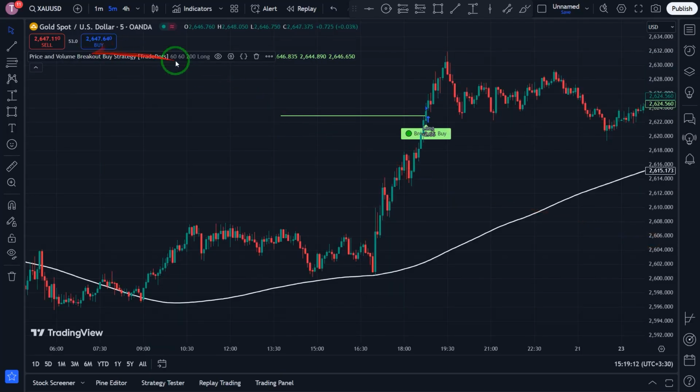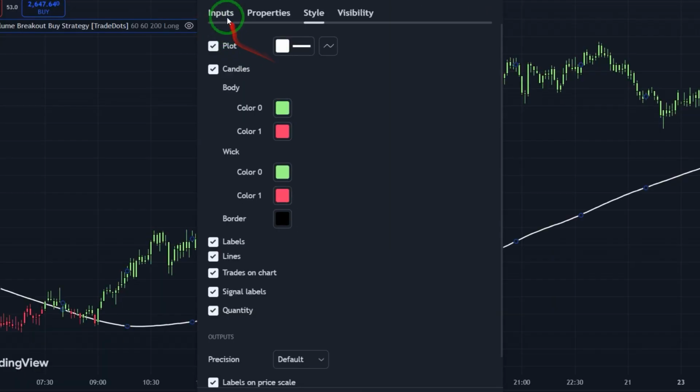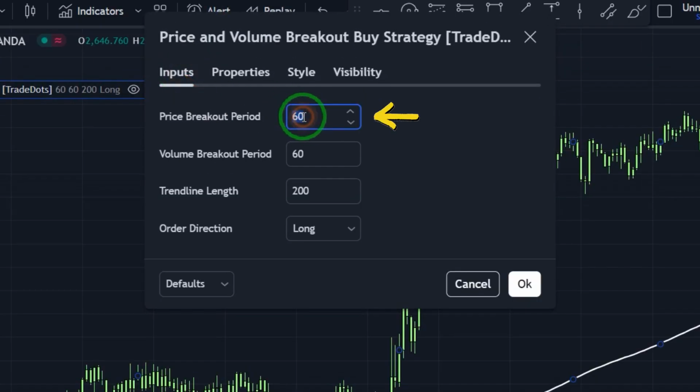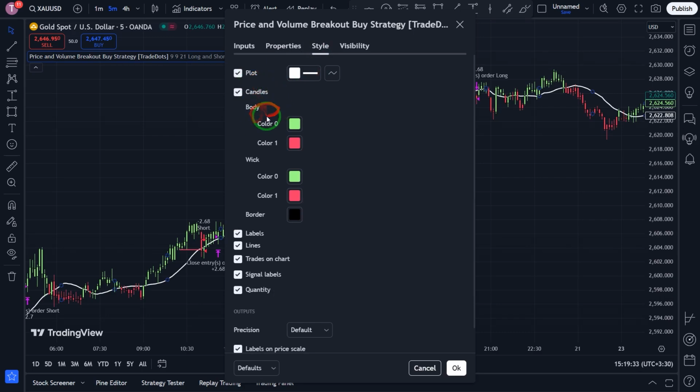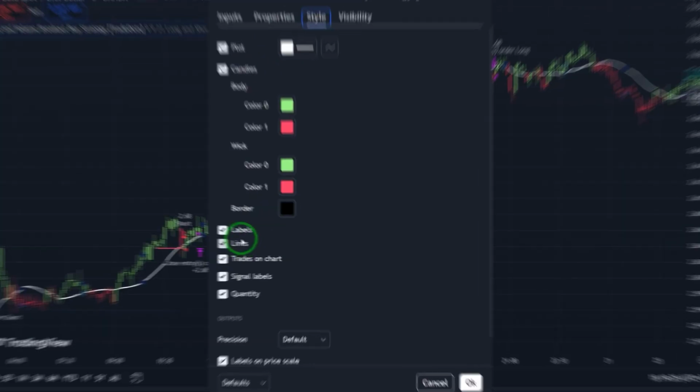Now let's optimize the settings for this indicator. Set the price breakout period to 9. Set the volume breakout period to 9. Set the trend line to 21. Set the order direction to long and short. In the Style tab, disable all options except for the main lines.